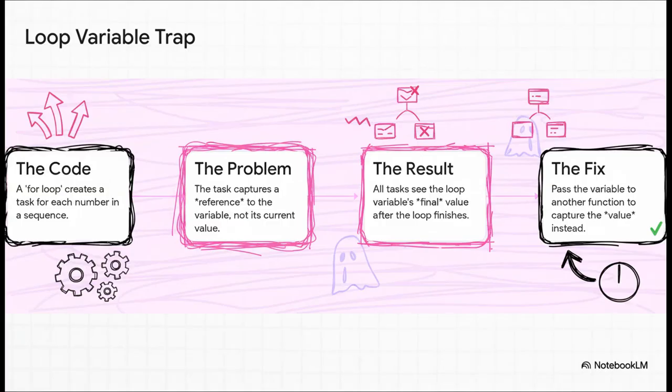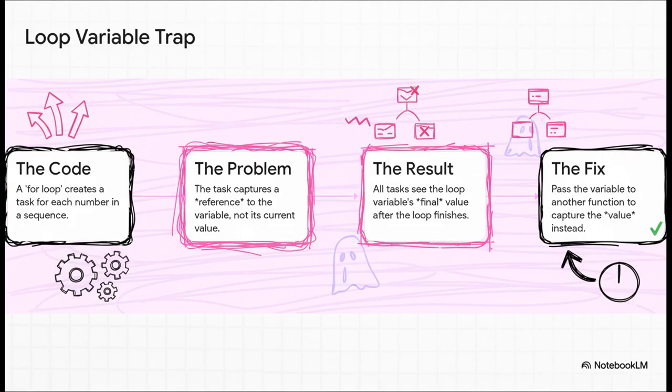Okay, let me walk you through this because it's a classic. Imagine you write a simple for loop to create 20 tasks, one for each number from 1 to 20. Simple enough, right? Wrong. Here's the hidden problem. The task doesn't actually grab the value of the number at that moment. Instead, it grabs a reference, a pointer, to the loop variable itself. So what happens? By the time those tasks actually get around to running, the loop has already finished, and that variable is now sitting at its final value, 21.